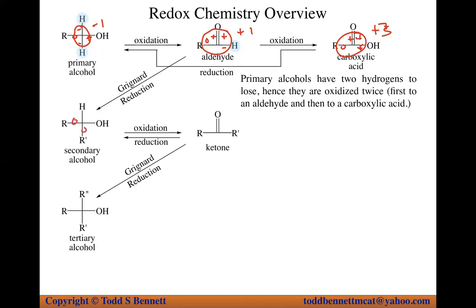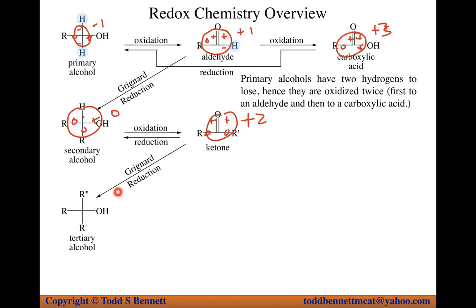So I have a 0 and 0. I have a minus for that one, and a plus for that, which adds up to a 0. So it gets reduced. And then when I go from here to here, I have a 0, 0, plus and a plus, or +2. So these are full oxidations where you lose 2 electrons.